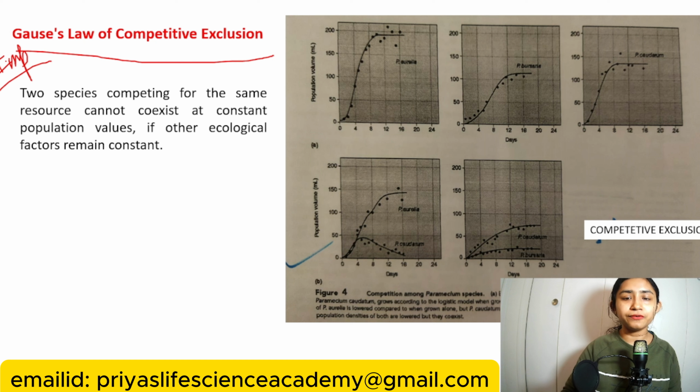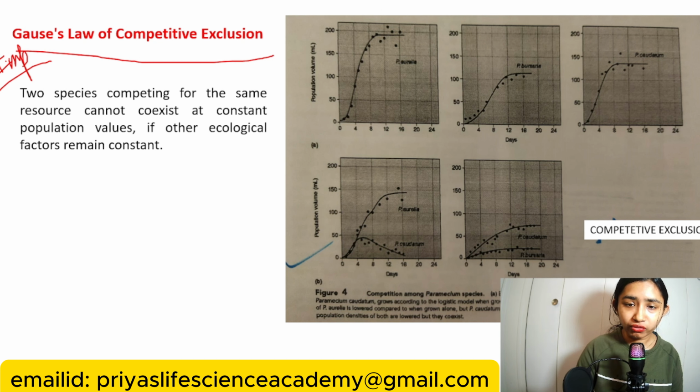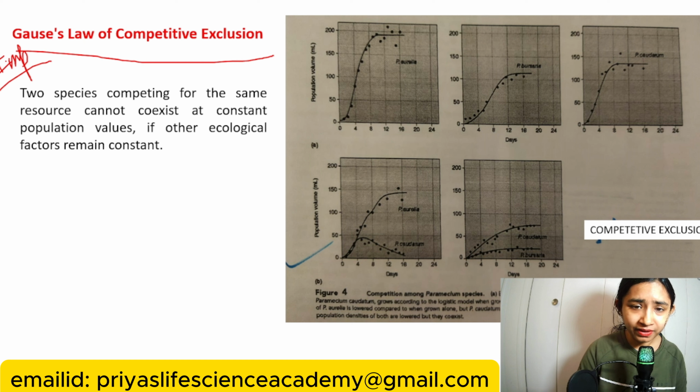Okay, in 1934, Russian microbiologist Georgy Gause tried to test the competition between three species of protist, that is Paramecium aurelia, Paramecium bursaria and Paramecium caudatum. He wanted to know the effect of competition between these three species. So he cultured them in the medium. What he found was that when the three species were cultured in separate media, their growth was very much normal. They showed logistic growth curve.